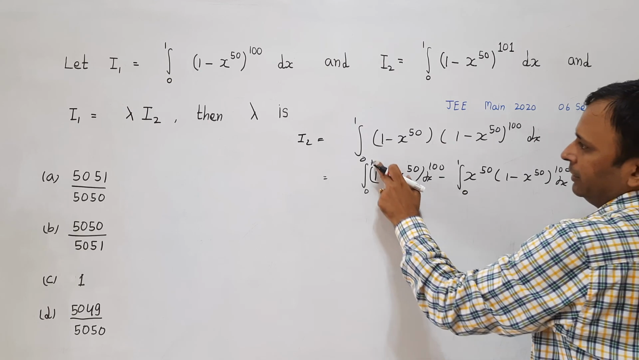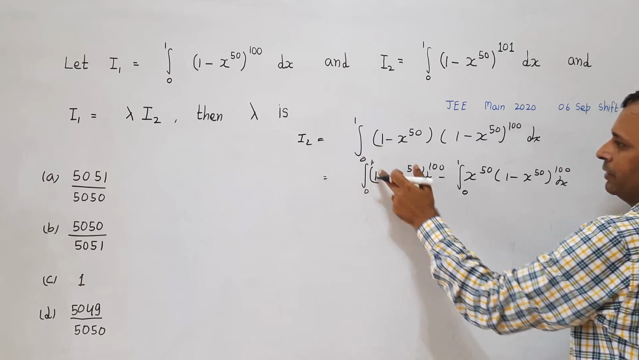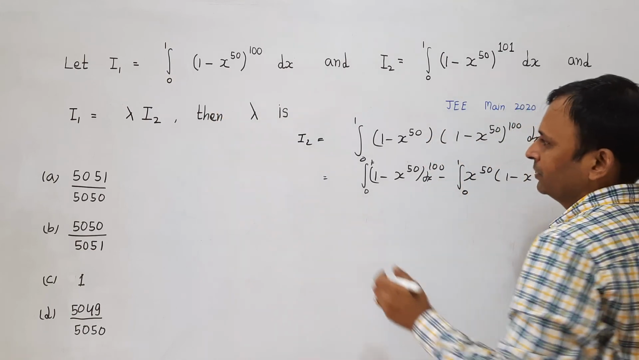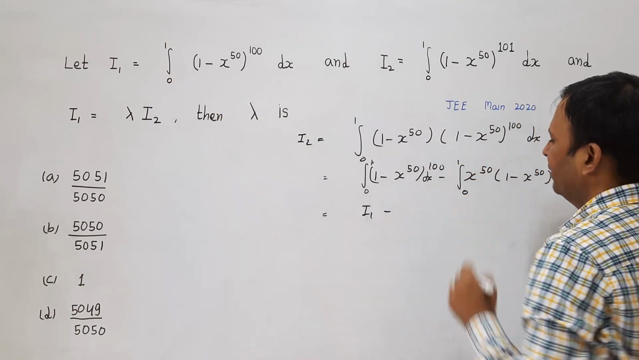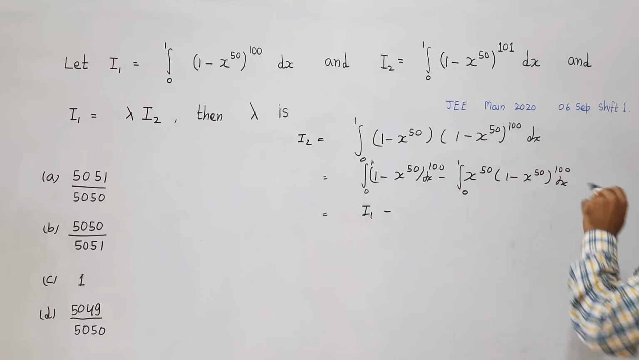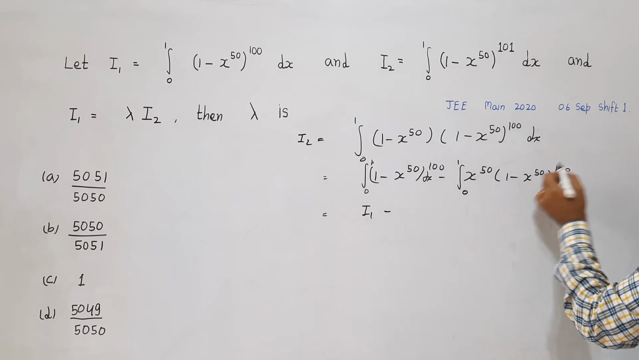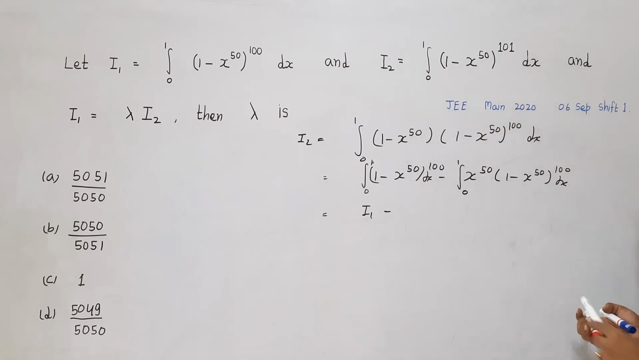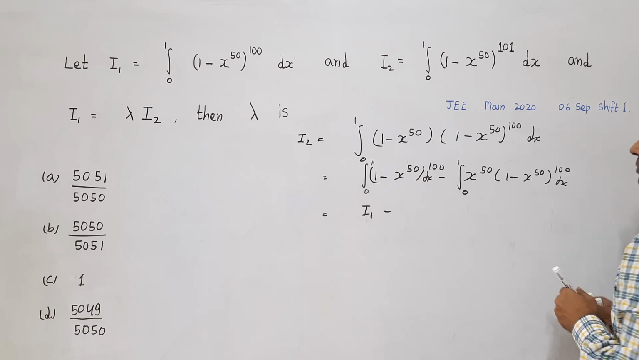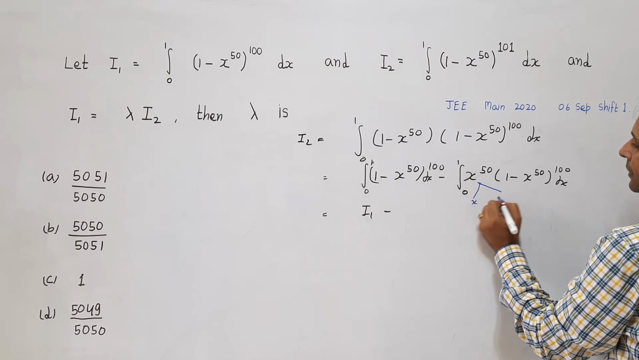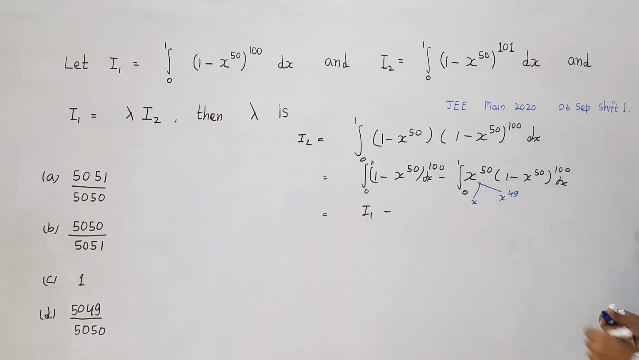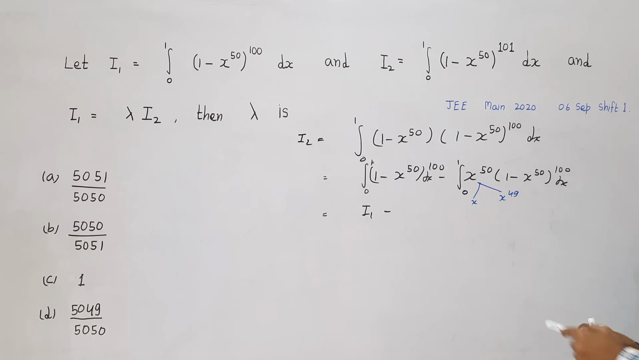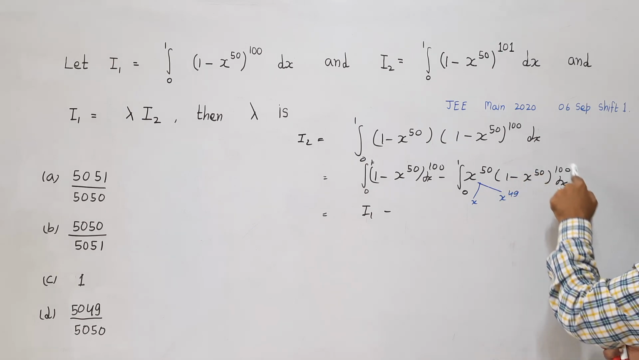Now what is this integral? Integral from 0 to 1 of (1 minus x to the power 50) whole to the power 100 is the same as your I1. So this will be I1 minus, now coming on to this value, x to the power 50 into (1 minus x to the power 50) to the power 100. How will we go about it? Now this x to the power 50, if I break it into x and x to the power 49, why I am doing it is because I know the derivative of x to the power 50 will be 50 into x to the power 49. So this integral can be evaluated.